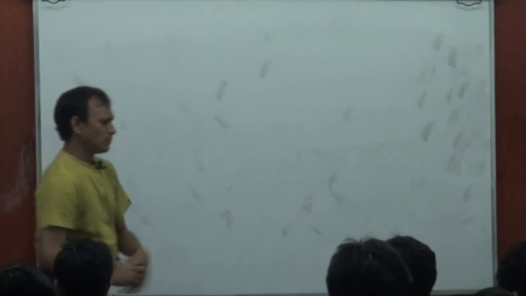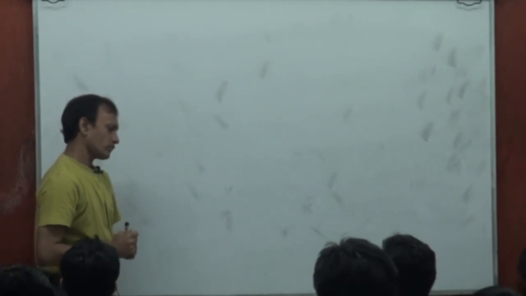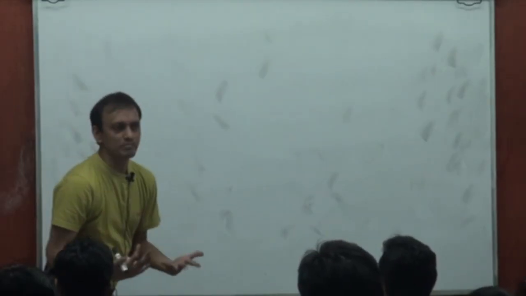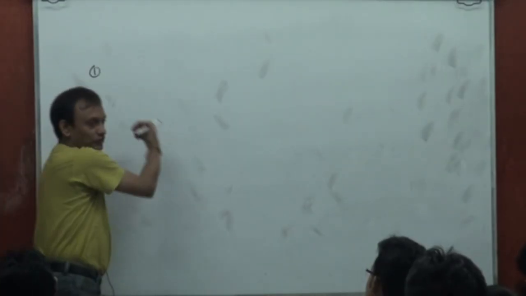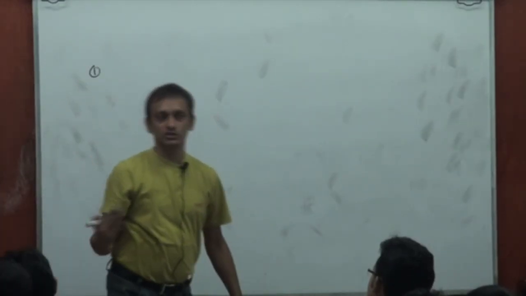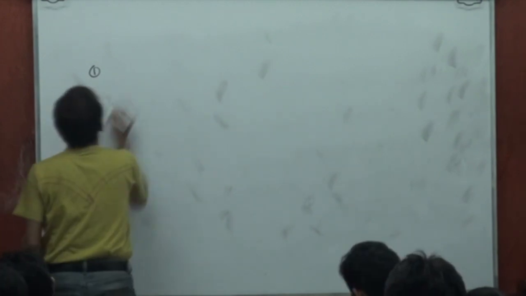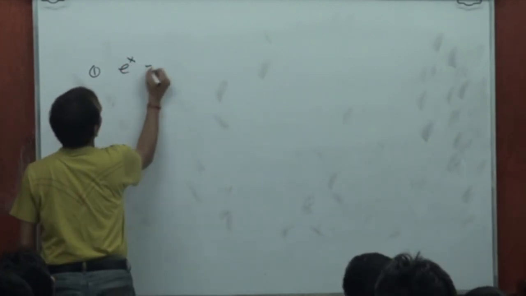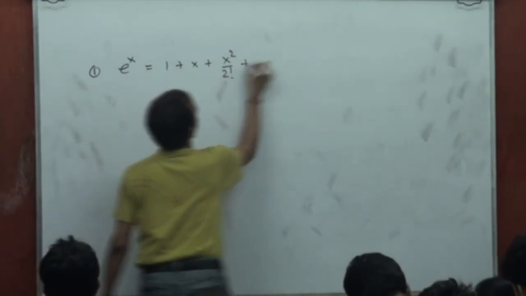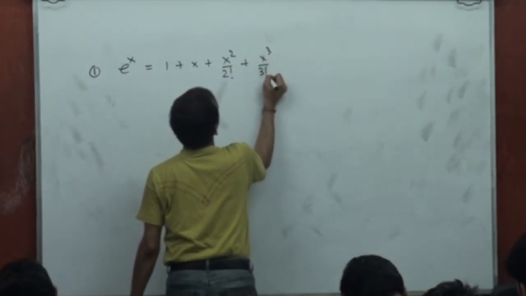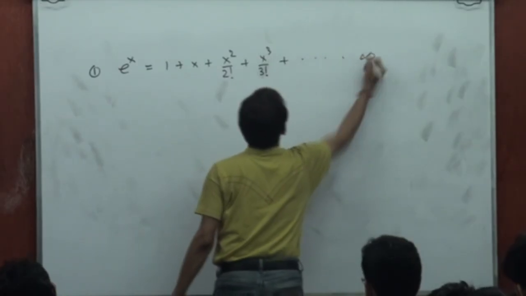Now, few series you must remember. Standard series. For the sake of limit, sometimes they use series expansion. One is e power x, which is 1 plus x plus x square by 2 factorial plus x cube by 3 factorial plus up to infinity.